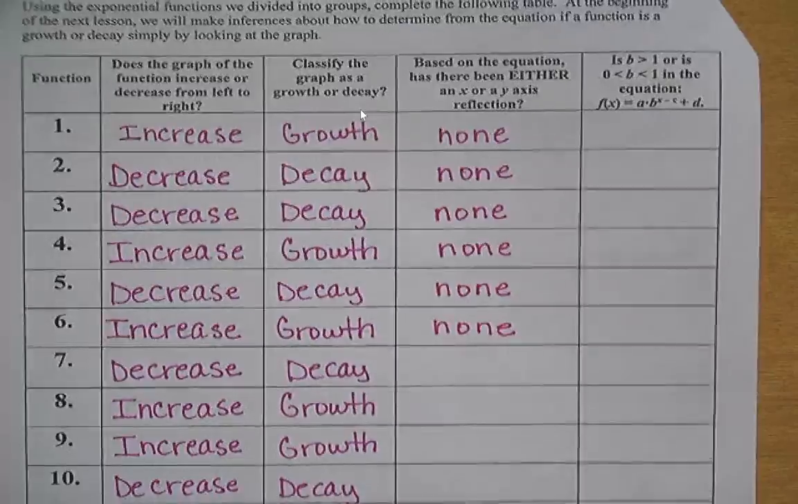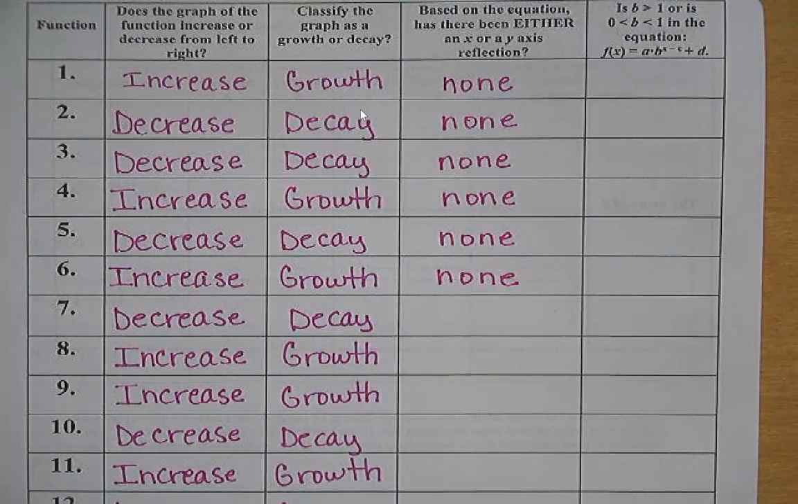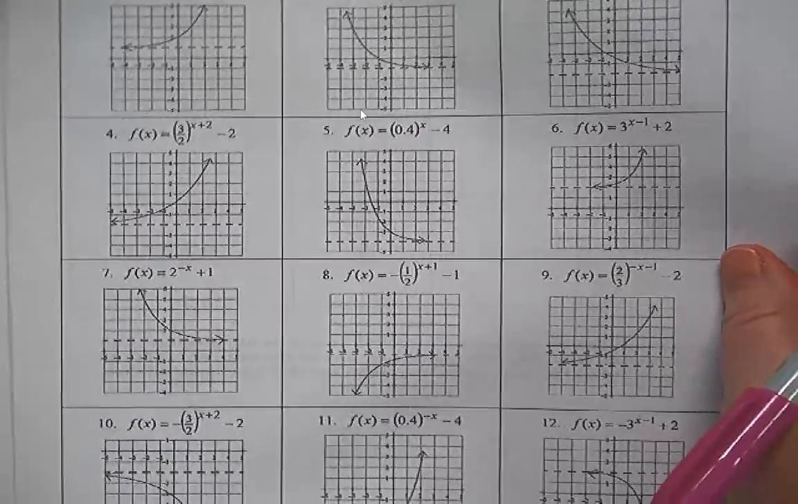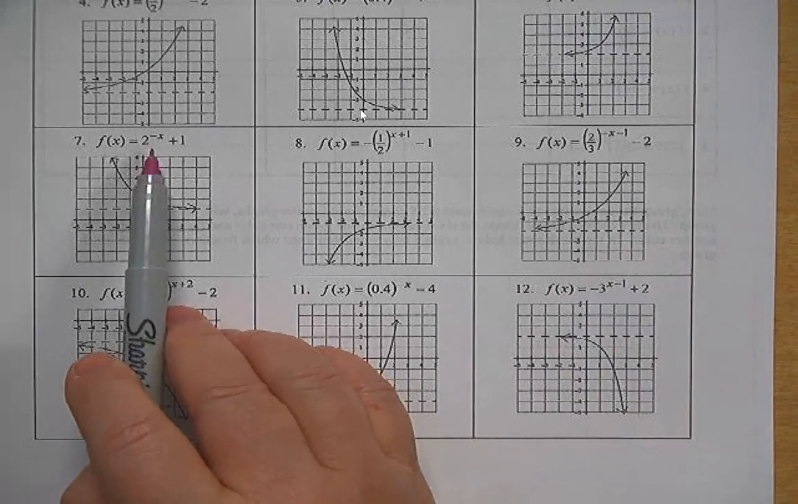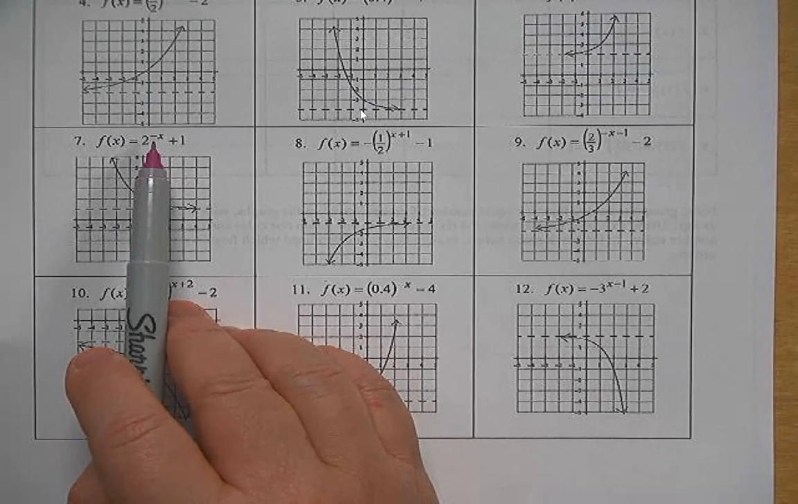All right. Now, number 7 has a negative sign with the x. Remember, that means a y-axis reflection. Let's see if we have any others like that.